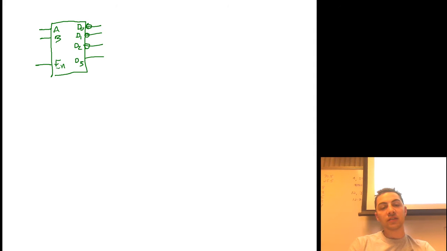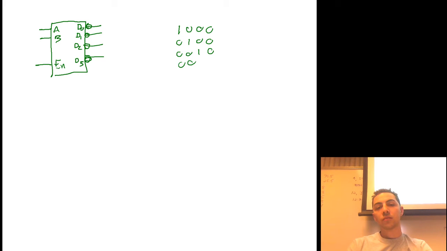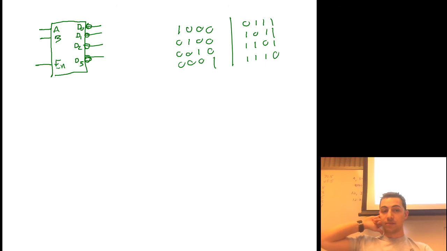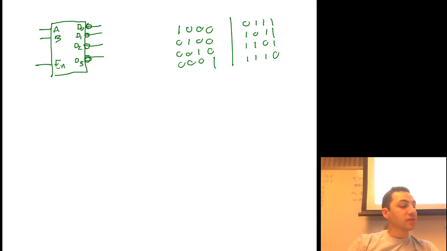All right, you've known this since chapter 2. A bubble means inverted. Active low is just active low. So instead of a truth table that looks like this, we get a truth table that looks like this. Okay. So that was an active low output.